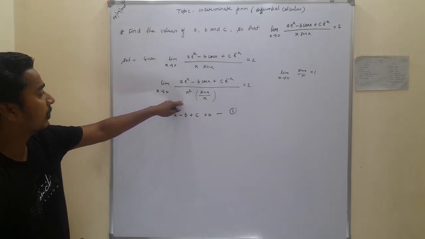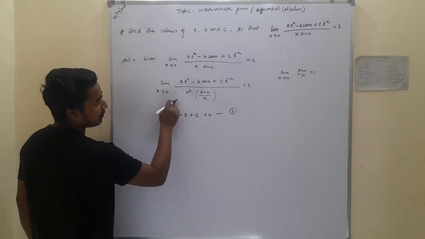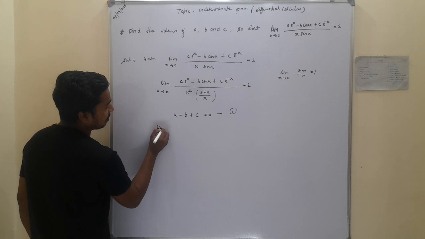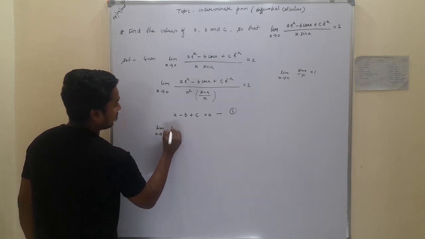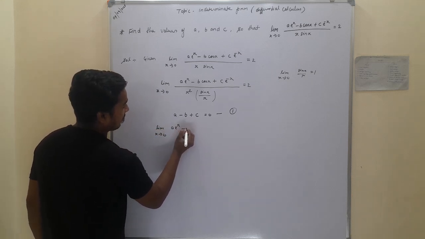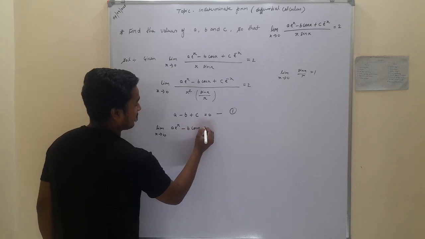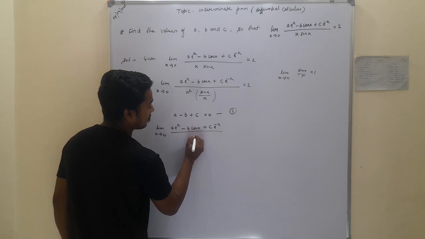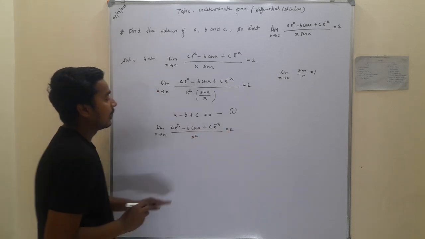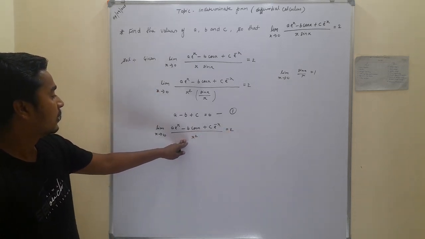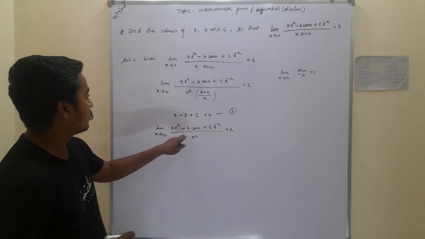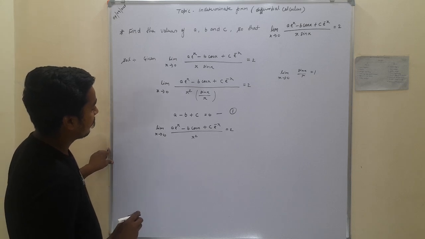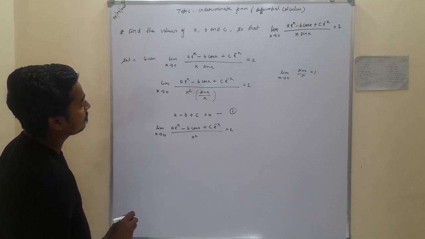Further, when x tends to 0, sin x / x is 1, so the given limit becomes limit x tends to 0, (a e^x − b cos x + c e^(−x)) / x² = 2. And this is the 0/0 form once again.